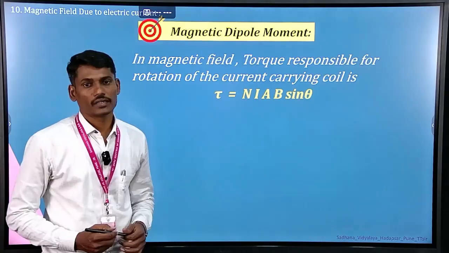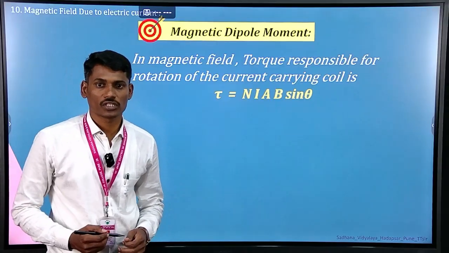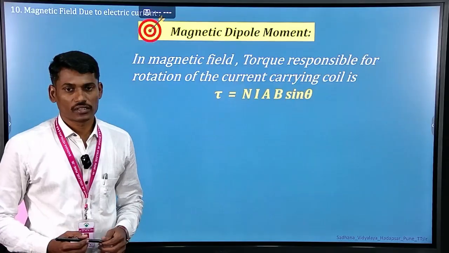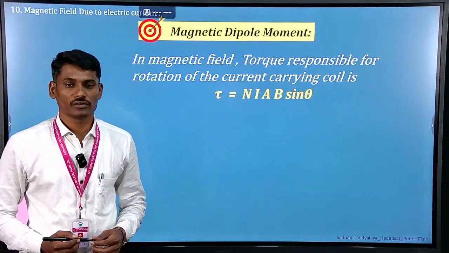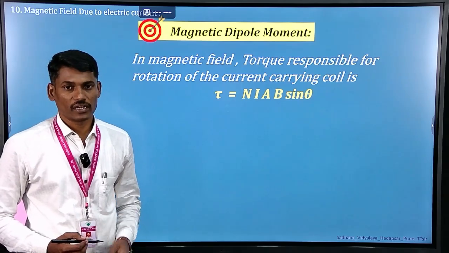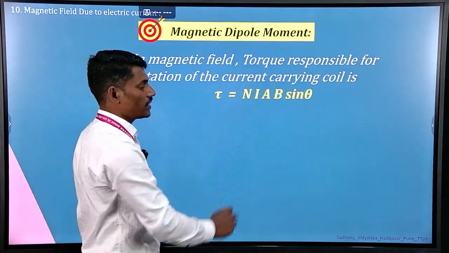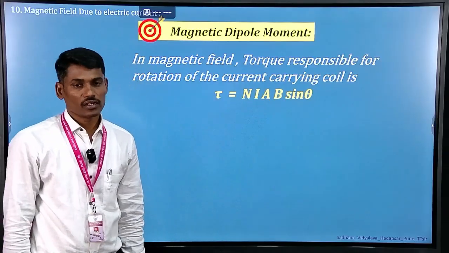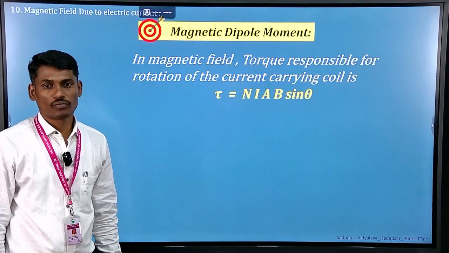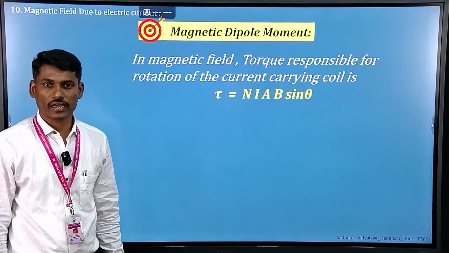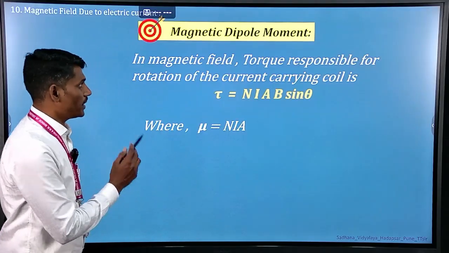We know that in a magnetic field, torque is responsible for the rotation of a current carrying coil. That means the torque exerts on the current carrying coil which is kept in a magnetic field, and that magnetic torque is tau equal to NIAB sin theta, right? We have already seen that the torque acting on a current carrying loop or wire is NIAB sin theta. Here we study the magnetic dipole moment.